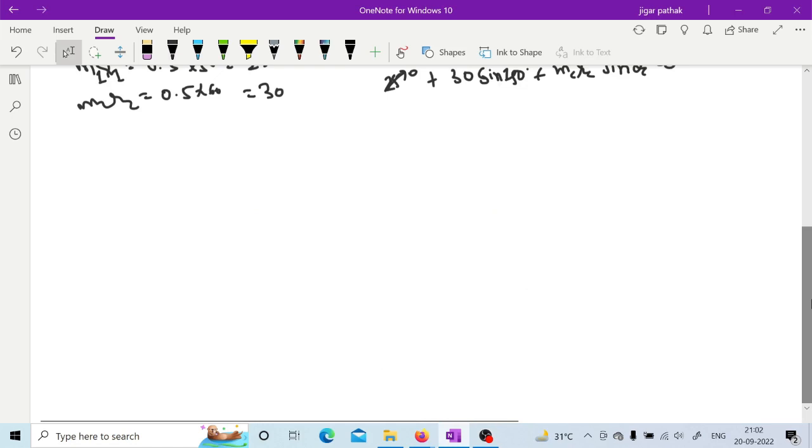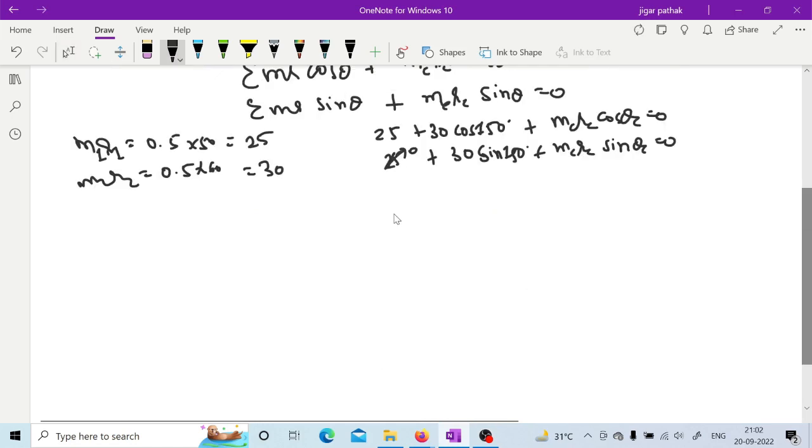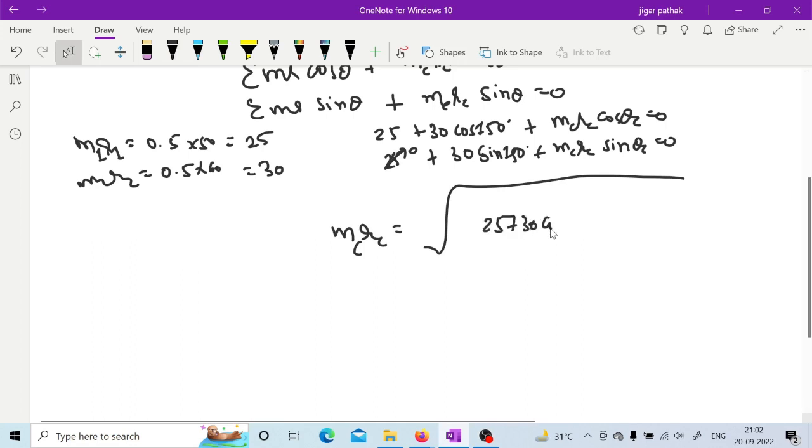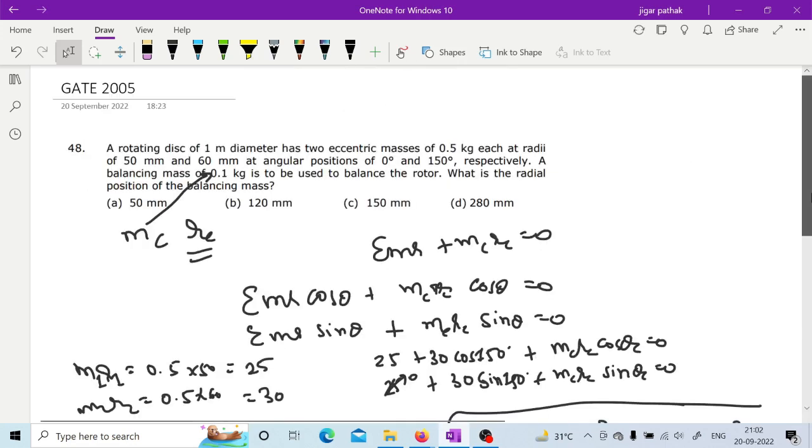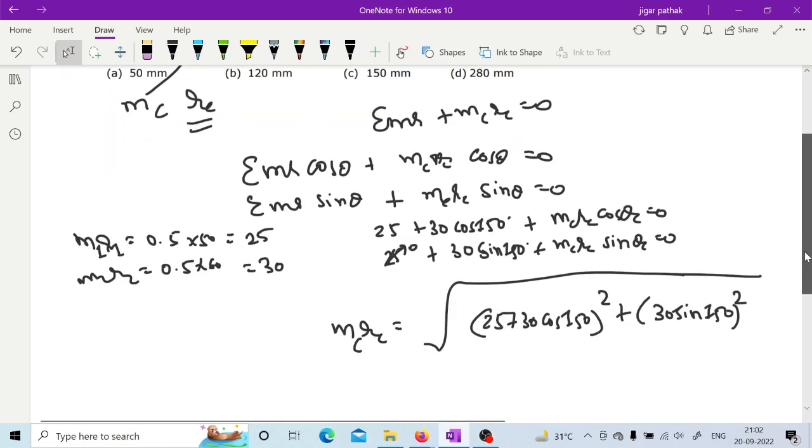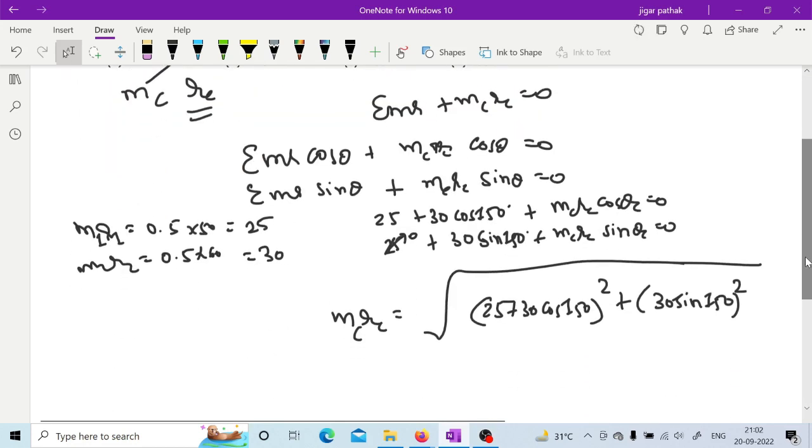So once you write this, then you can square and add both, right, in order to get MCRC. What you have to do is this: 25 plus 30 cos 150 whole square plus 30 sine 150 square. And MC is given, you need to find RC. Can you tell me quickly?